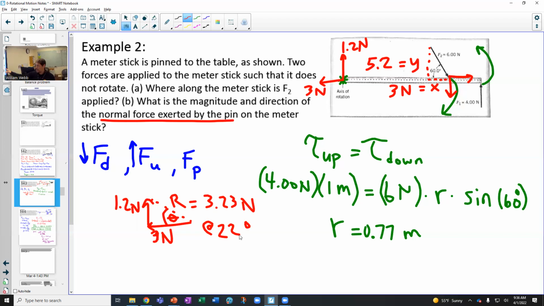If this was rotating, then they wouldn't ask about the pin's force, because if it's rotating, then that's going to be changing. Because as it goes around, the angle's going to be different all the time. But they would possibly ask a different kind of question.